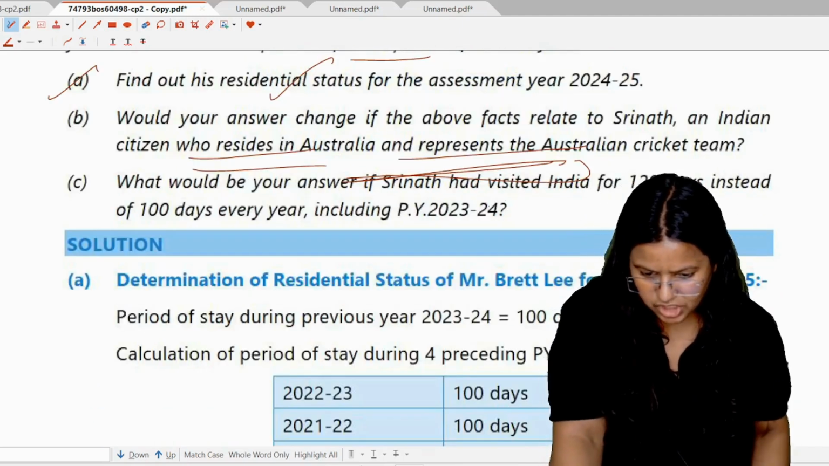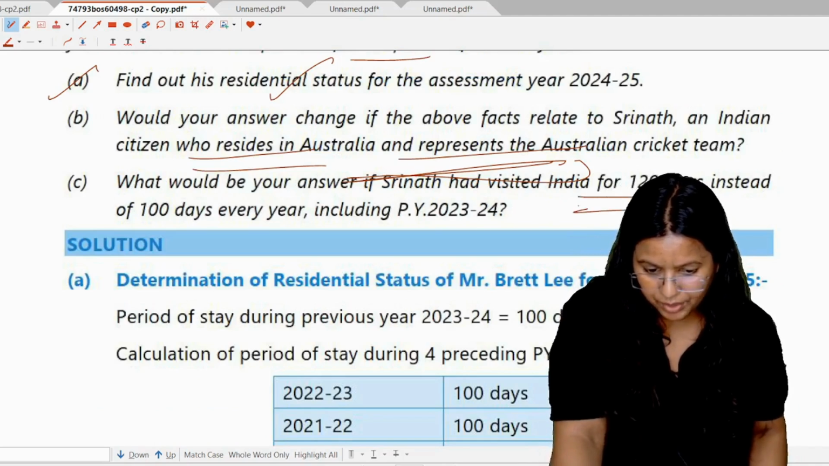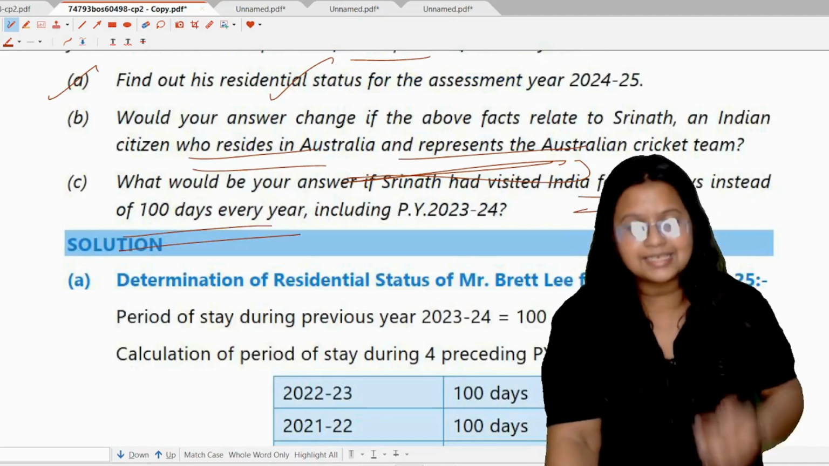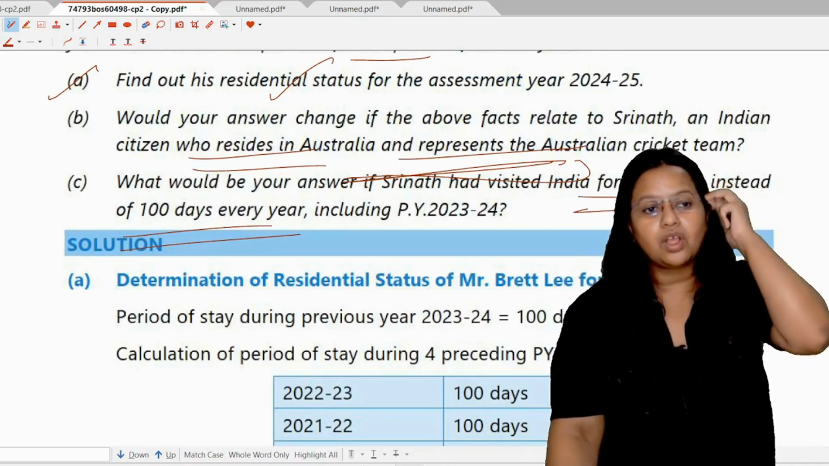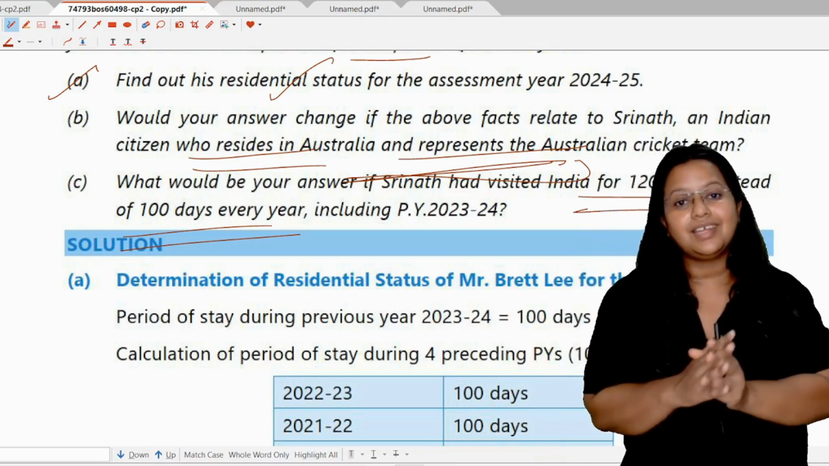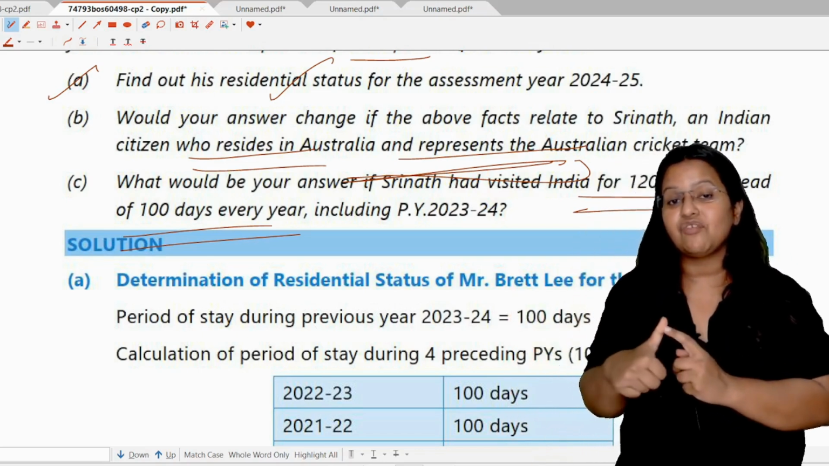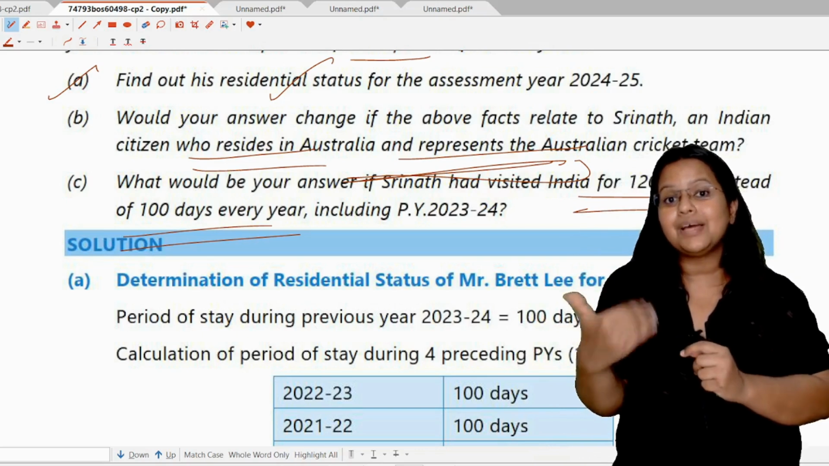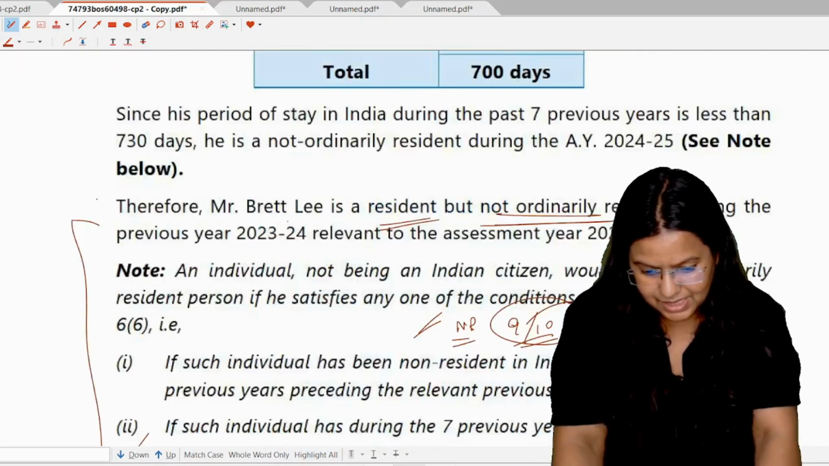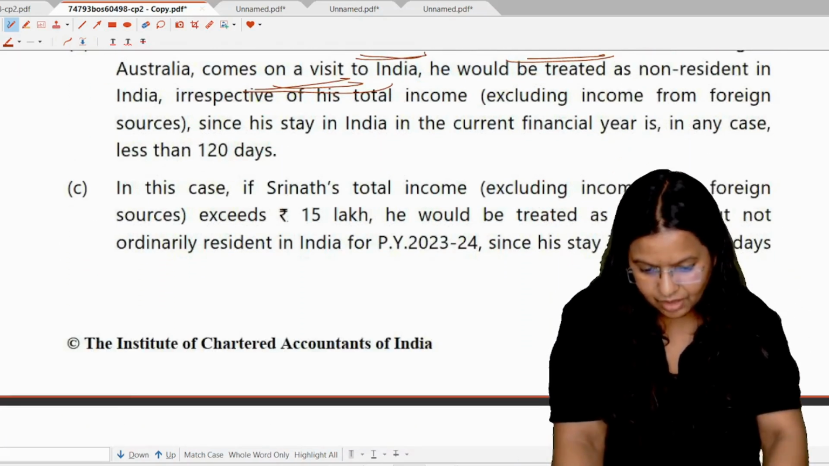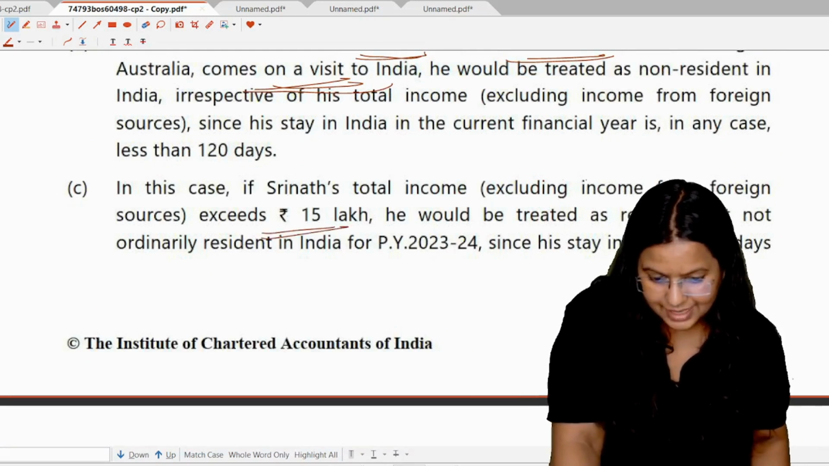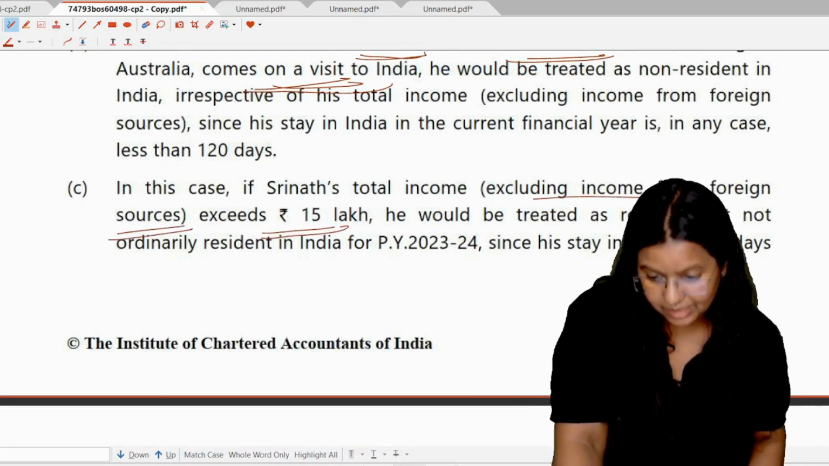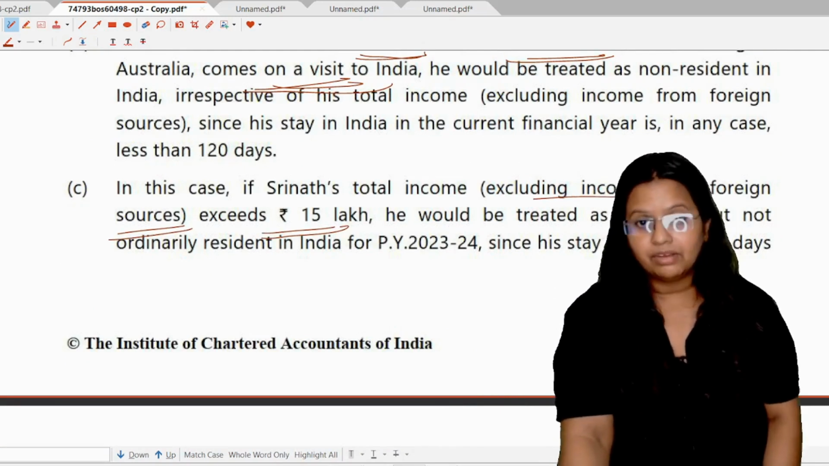Would your answer be changed if Srinath had visited India for 120 days instead of 100 days? Yes, in that case our answer will change, because then Srinath will become a resident in India. But he has to satisfy one more condition: his income must exceed 15 lakh rupees, excluding the income from foreign sources. If this condition applies, he will be a resident.